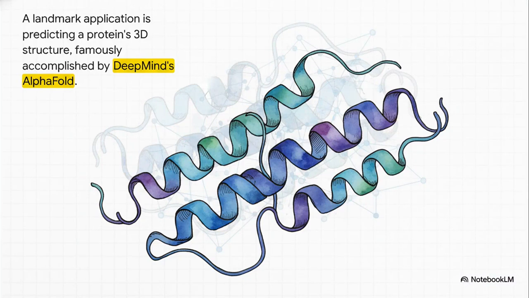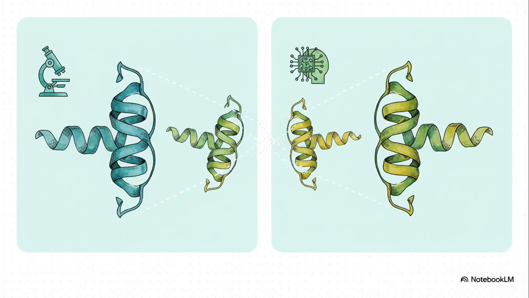A really amazing application of this is in biology, specifically with predicting the 3D structure of proteins. DeepMind's AlphaFold model is the famous example here. In this model, every amino acid in a protein is treated as a node in a graph. The task for the AI is to predict the exact 3D coordinates for every single one of those nodes. And as you can see here, the computer's prediction is incredibly close to the actual structure that was verified in a lab. It's just a remarkable result.